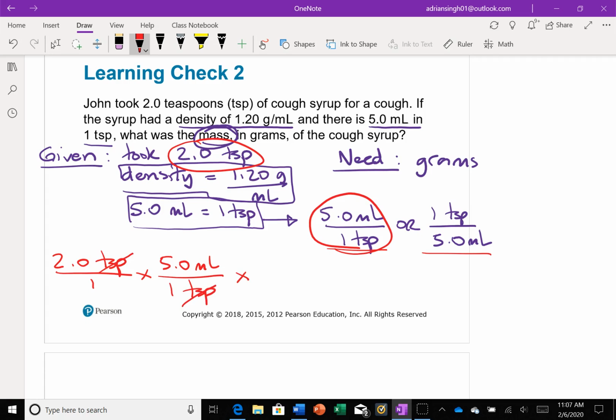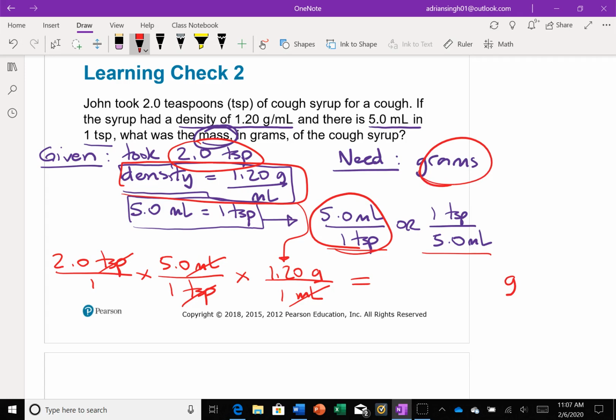And now I can use my density as a conversion factor, again my units being my guide. If I want mils to cancel, 1 mil goes on the bottom. I have 1.20 grams on top. So mils can cancel. I have grams as my unit, which is what I needed.